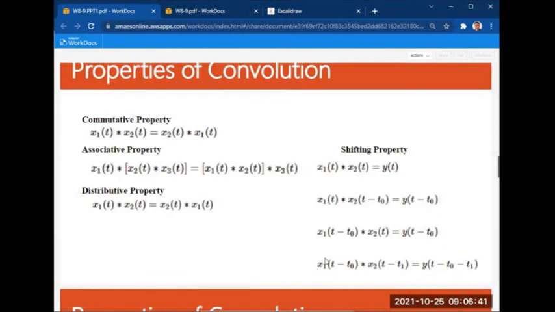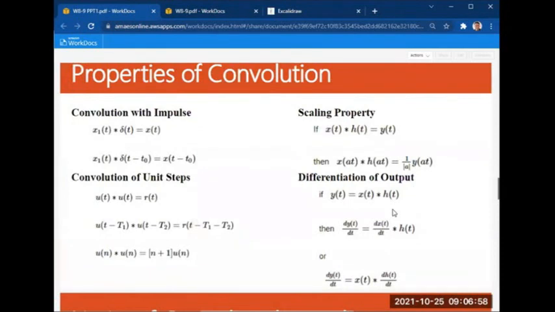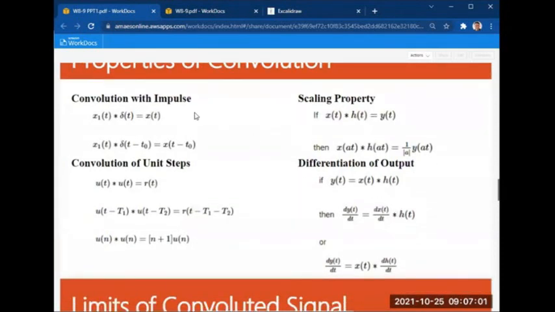In this case, the input signal has shifted. The impulse response has also shifted. So both shifts will also happen to our output. Okay. So that's for the shifting property of convolution. Next, we have convolution with impulse. Pretty much the same with our shifting. Convolution of unit steps, the same with our shifting.